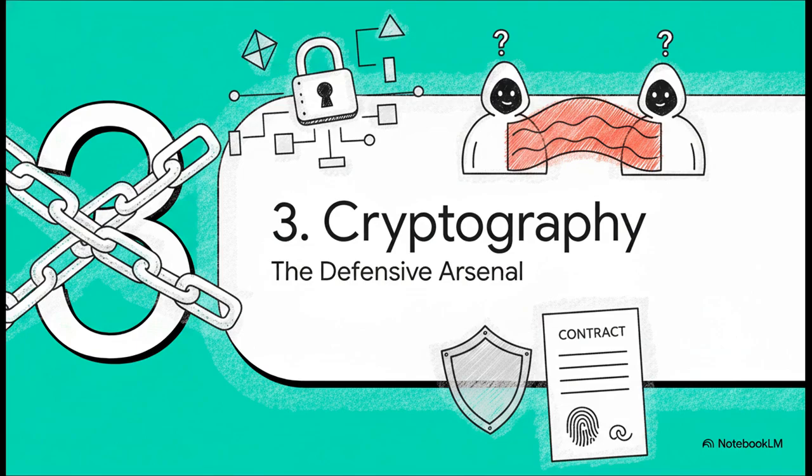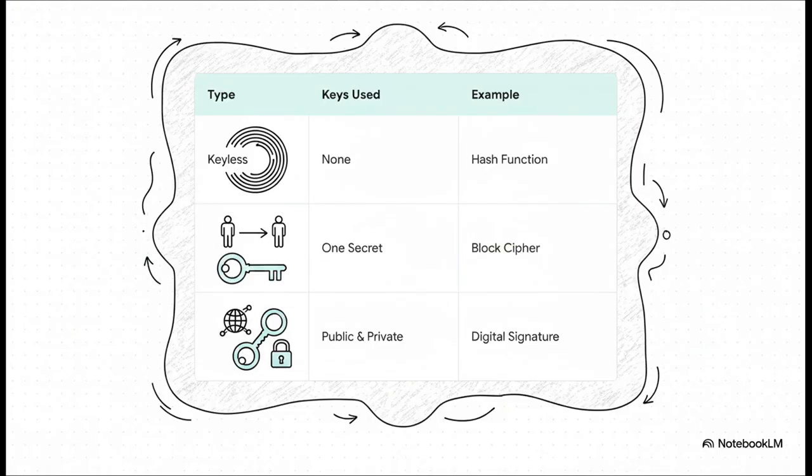So, how do we fight back against sophisticated threats like that? We need serious tools. Welcome to Module 3, Cryptography and Digital Contracts. This is our heavy defensive arsenal. Mapping out this architecture, we basically break cryptographic algorithms down into three main camps. First, we have keyless algorithms, which, as the name implies, don't use any keys at all during the transformation.